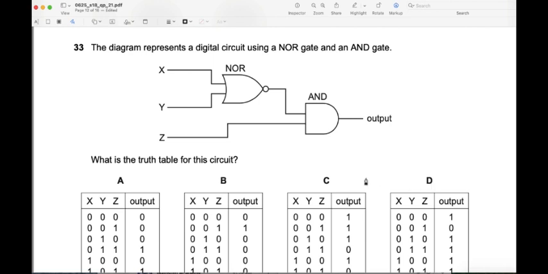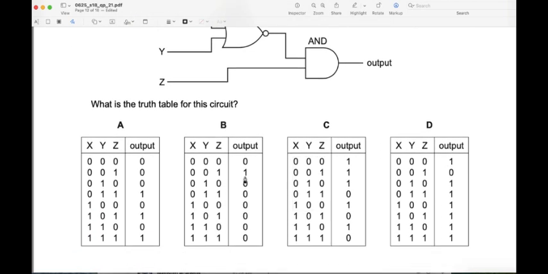C and D are wrong already, because the first output is supposed to be 0, but they have their first output as 1. So C and D are already out of the race. Now we go for the second contest.